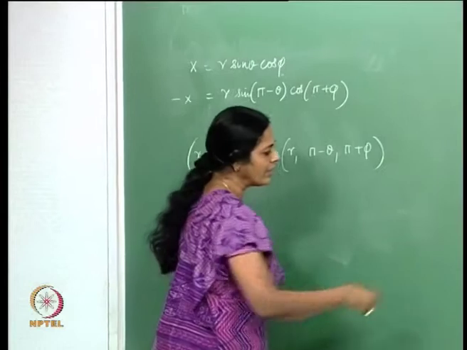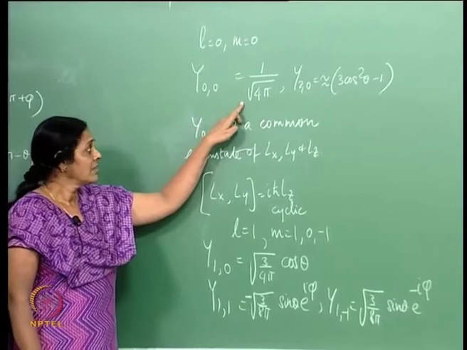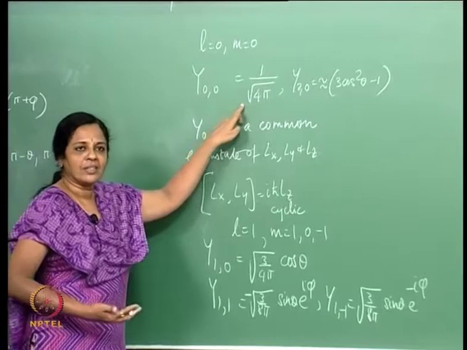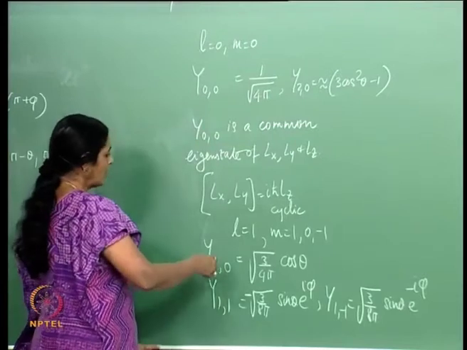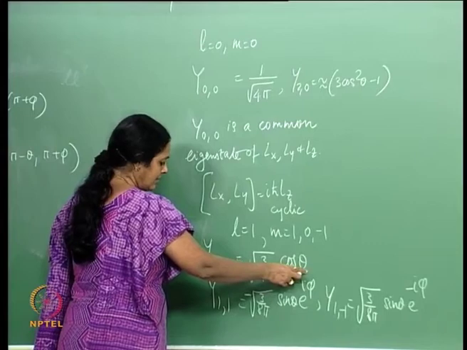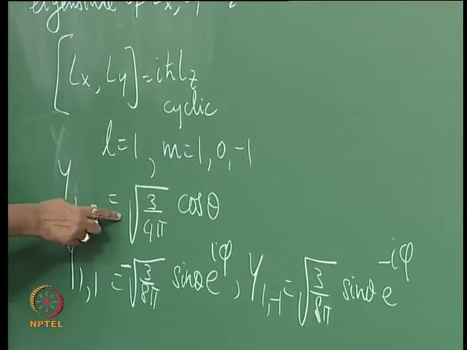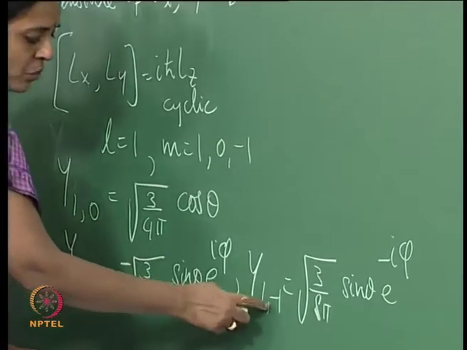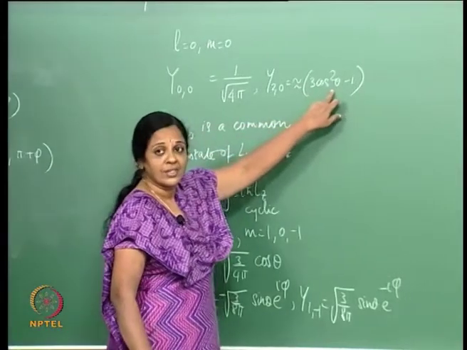So, what happens to the YLMs under parity? Y00 is a number. So, the fact that theta changes to pi minus theta and phi changes to pi plus phi does not affect Y00. Now, if you look at Y10, cos theta out here, under parity it becomes minus of itself. Similarly, Y11 changes to minus of itself, and Y1 minus 1 also does, whereas Y20 does not change.